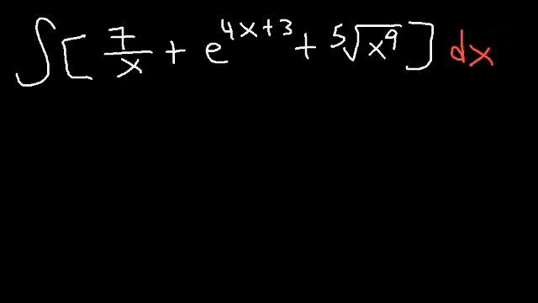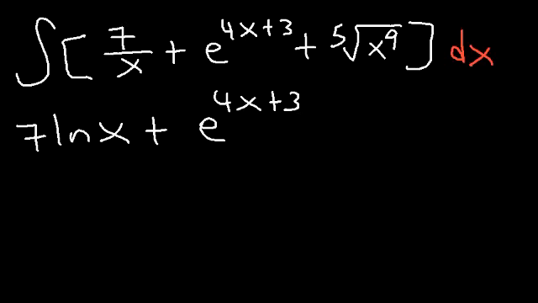So we know the antiderivative of 1 over x is ln x. So 7 over x is going to be 7 times ln x. For the exponential function, it's going to be the same thing, divided by the derivative of 4x plus 3, which is 4.